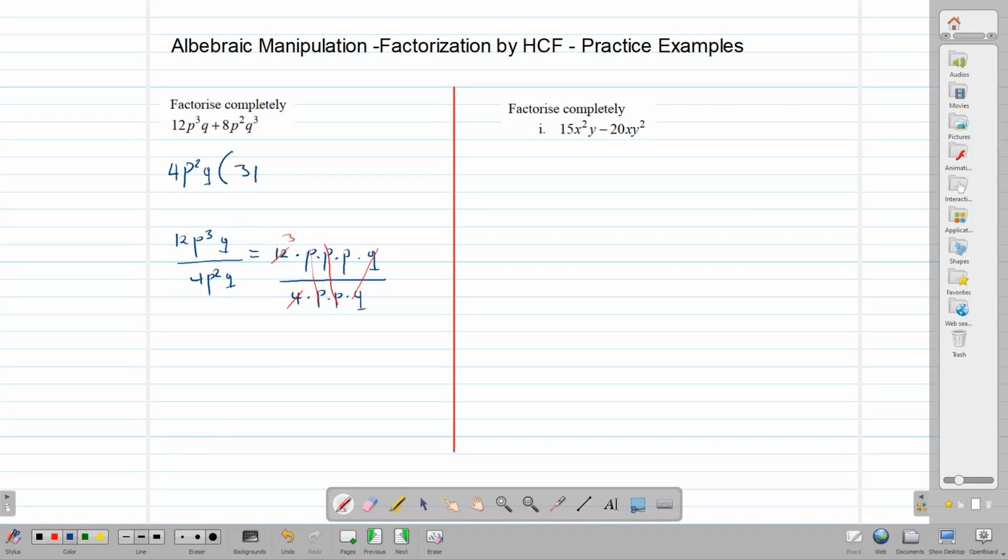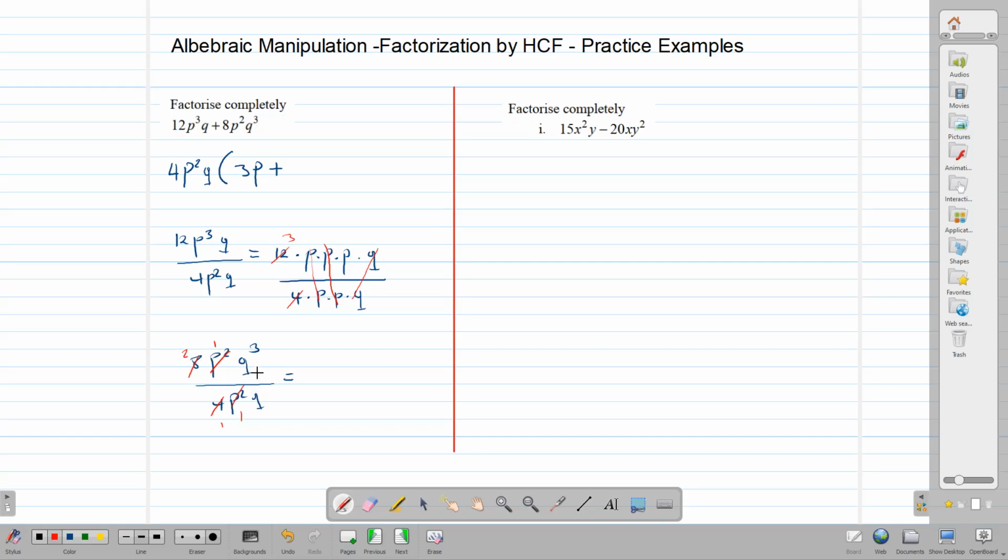So we write our 3p in the bracket. This has a plus, so we put our plus. Now we have 8p square q cube divided by 4p square q. Which means 4 can divide itself one time. 4 into 8 goes 2 times. P square can divide itself one time, and it cancels itself out, actually.